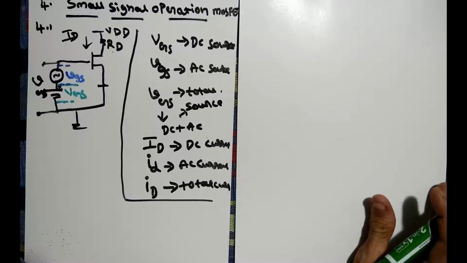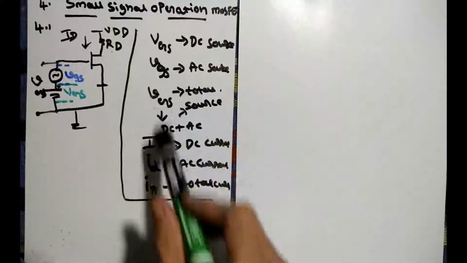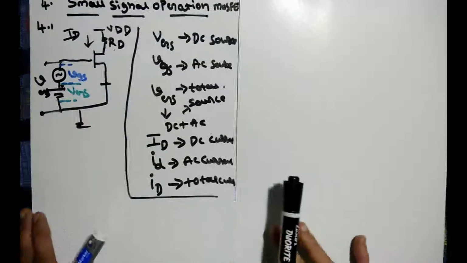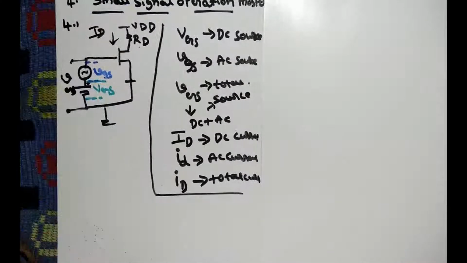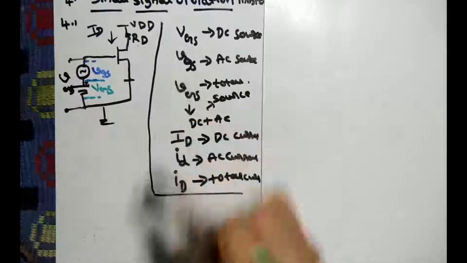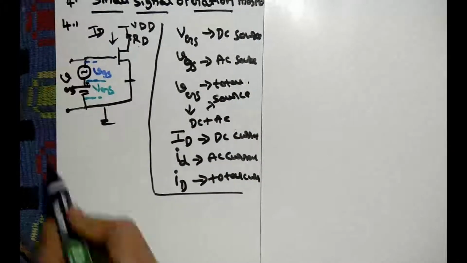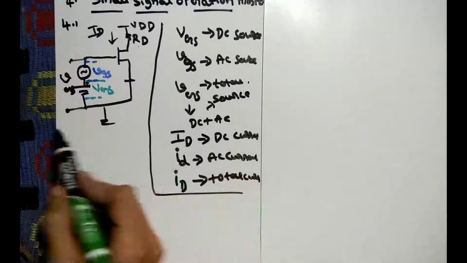In this notation, always remember that ID and VGS are the Q point, so we consider these two, and from these we can find the small signal operation. Usually small signal operation means we have to discuss the AC signal. We know some previous problems. Before going to that, we can take the formulas.